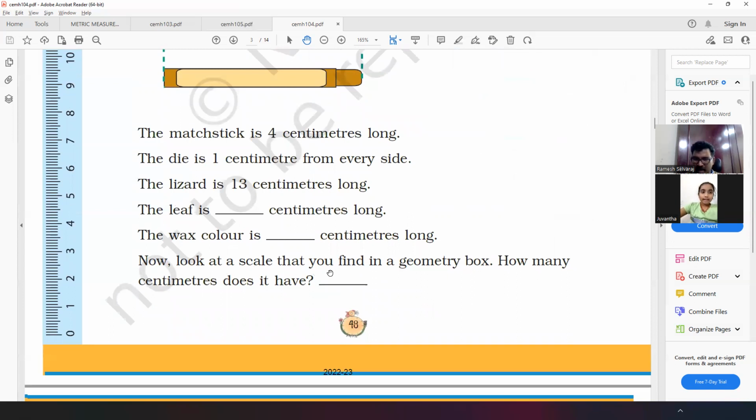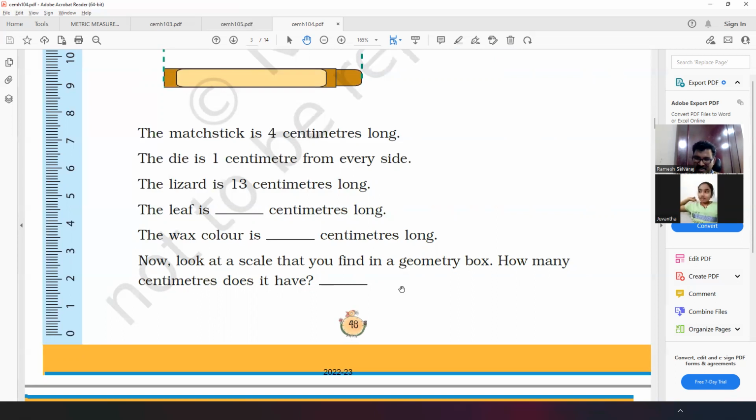Now look at the scale that you find in a geometry box. How many centimeters does it have? Geometry box, can you measure using your scale? How many centimeters long will it come? You have the scale, right? Ruler. You have a ruler and then geometry box. You measure it. How many centimeters long is that geometry box?